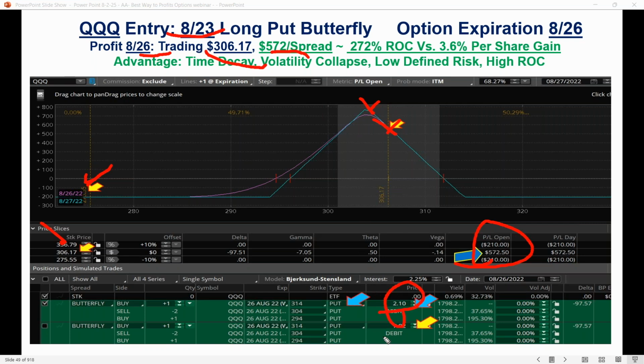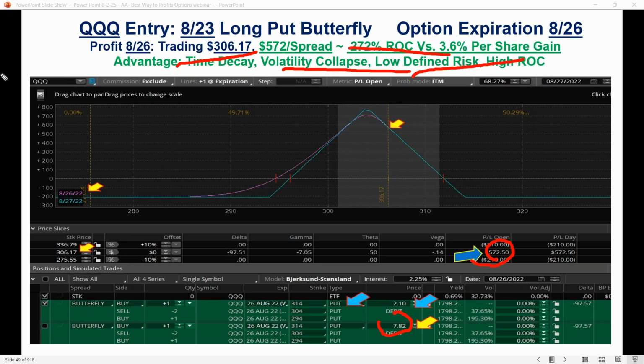So the spread blew out to that 7.82. You can see right here, 7.82, $10 wide or $10 cost. So that gives us a return of $572 per spread, or a 272% return. So we're taking advantage of that accelerated time decay, volatility collapse, low defined risk, high return type trade setup for the right situation. So that's your butterfly.